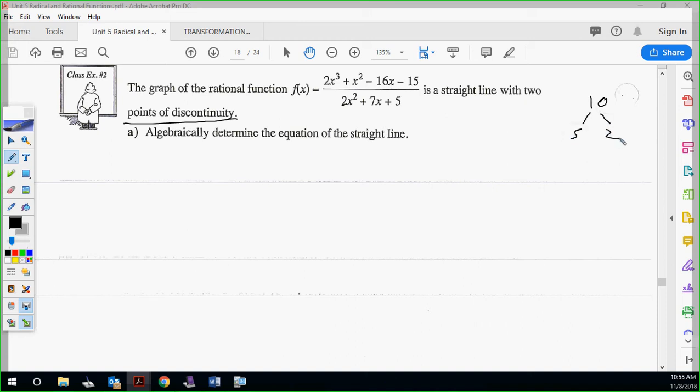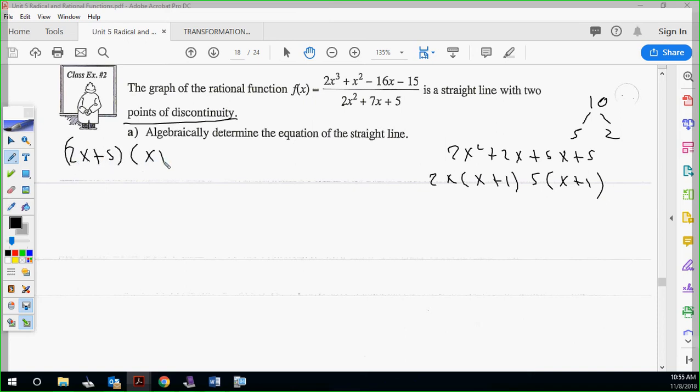I'm just factoring the bottom right now, so I know what to synthetically divide. Okay, so 2x squared plus 2x plus 5x plus 5. So we take out a 2x, x plus 1, take out a 5, x plus 1. So the factors we're going to look at are 2x plus 5 and x plus 1. Those are the two zeros from the bottom that I'm going to synthetically divide.